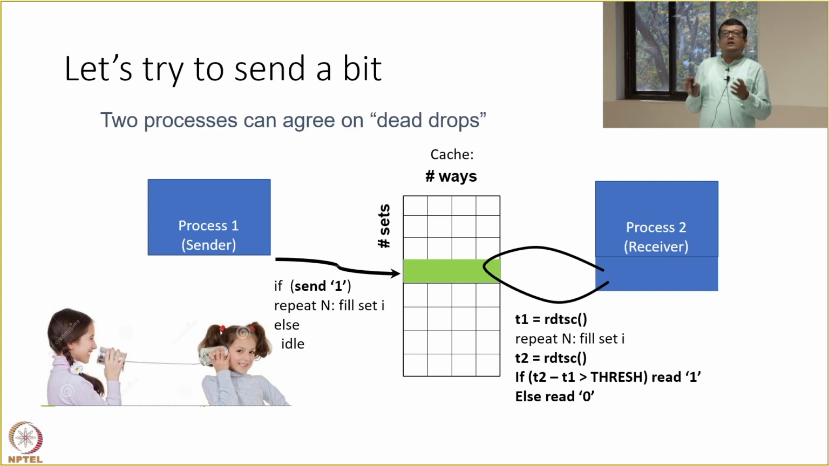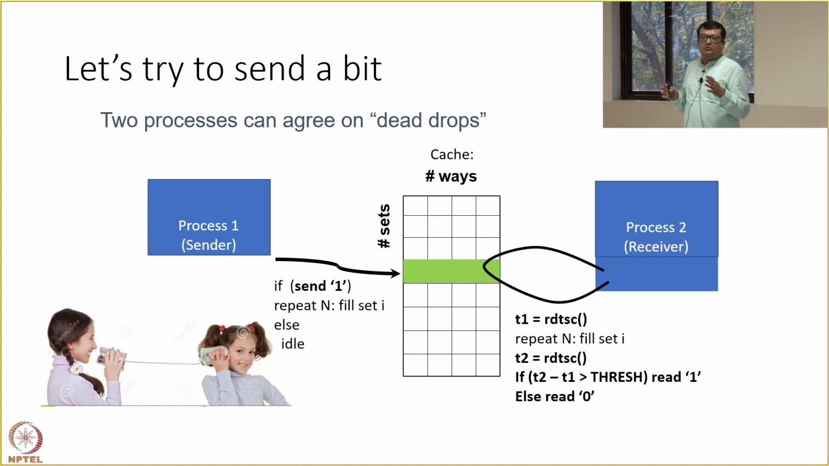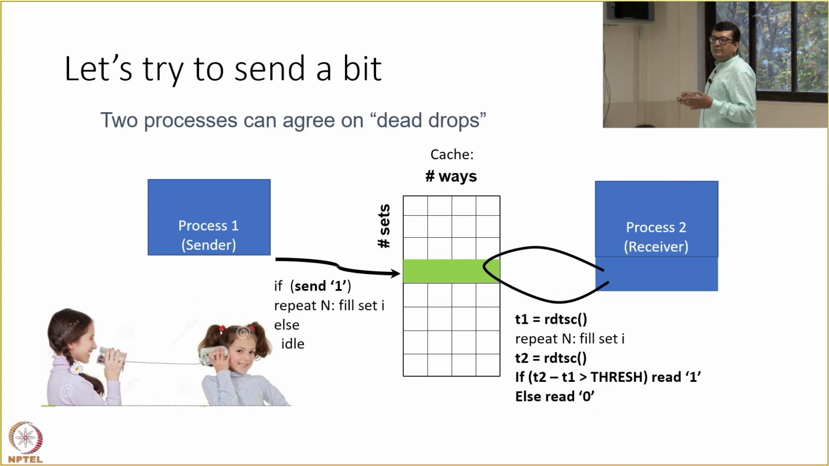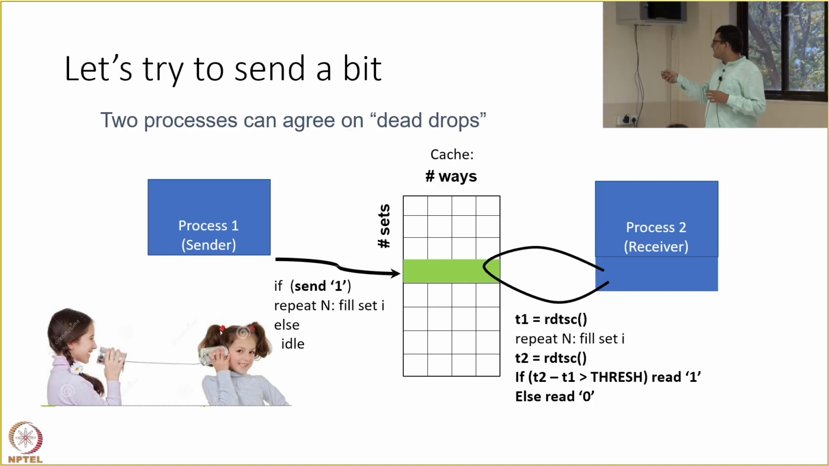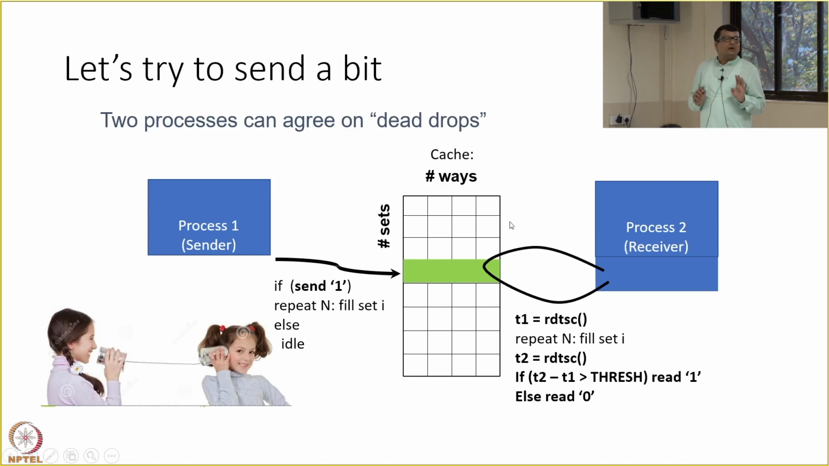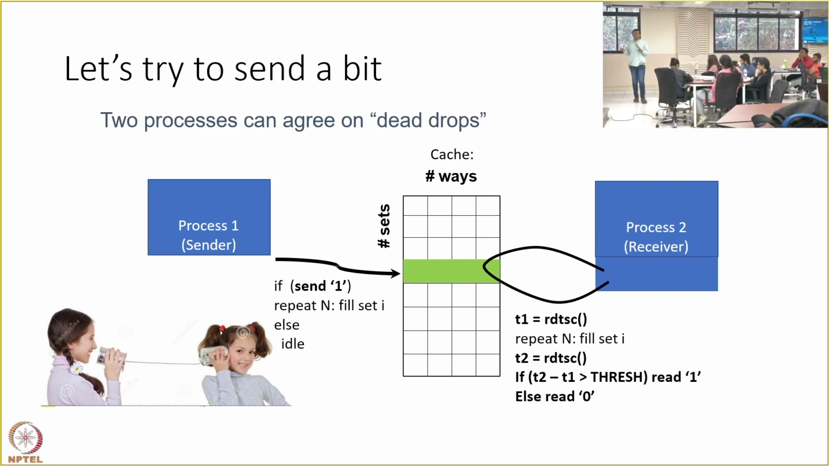It can be a simple array access inside a for loop, and you put a timer and see how much time it takes to finish the array access. If it is taking less time, that means process 1 hasn't sent anything. If it is taking more time, it means process 1 has sent something. Is this clear at a high level? Okay.